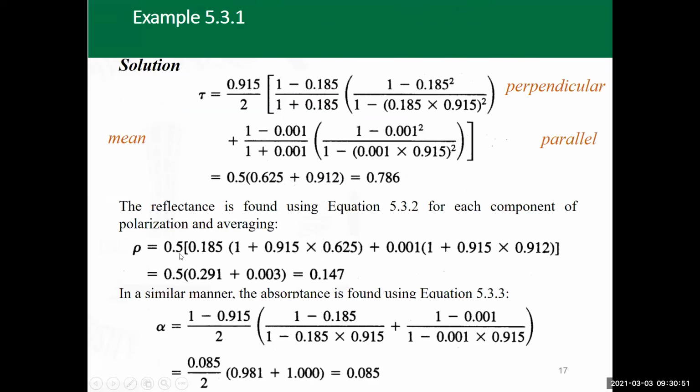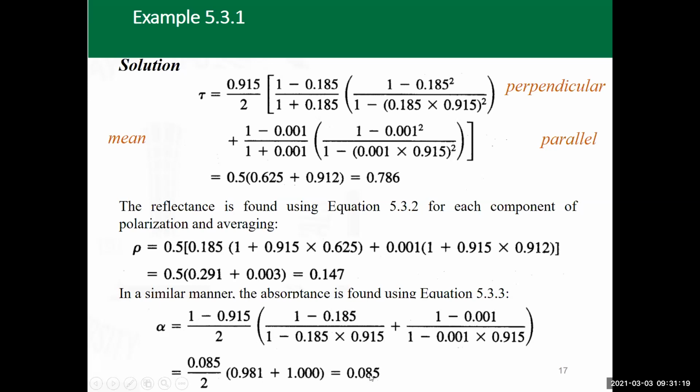So rho 0.5 into the normal component here, R normal is 0.185. Tau A is 0.915, and then we are calculating tau as 0.147. And then similarly, the value of alpha has been calculated. Again, we are considering the perpendicular or normal component, and the parallel component, and the value of alpha is 0.085.